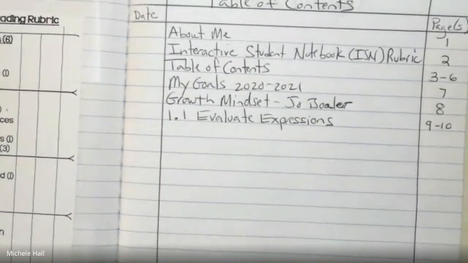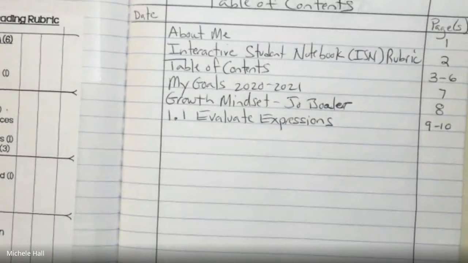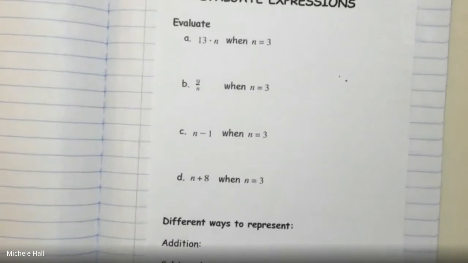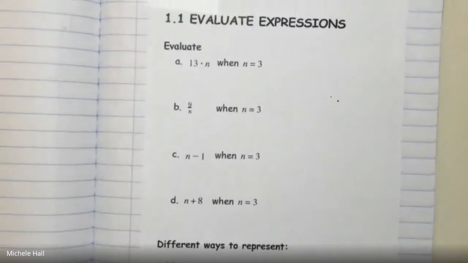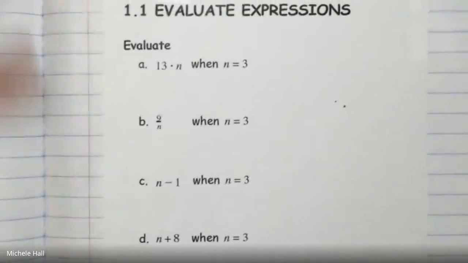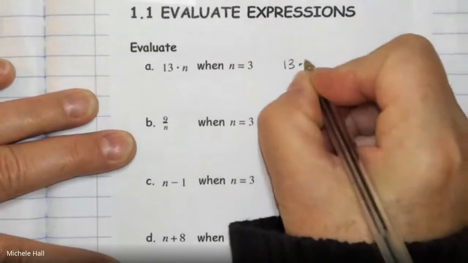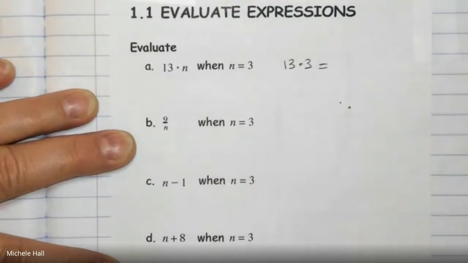1.1, evaluate expressions. Evaluate the expression. What's the first one say? What's A say? What's it say, Hunter? 13 times n when n equals 3, and we get 39.